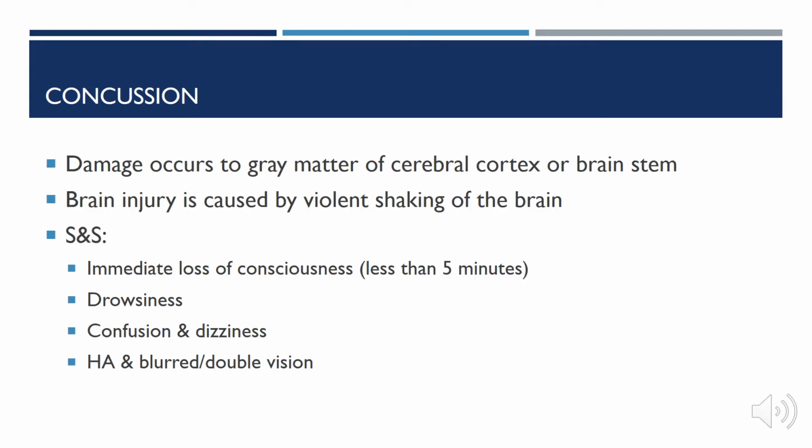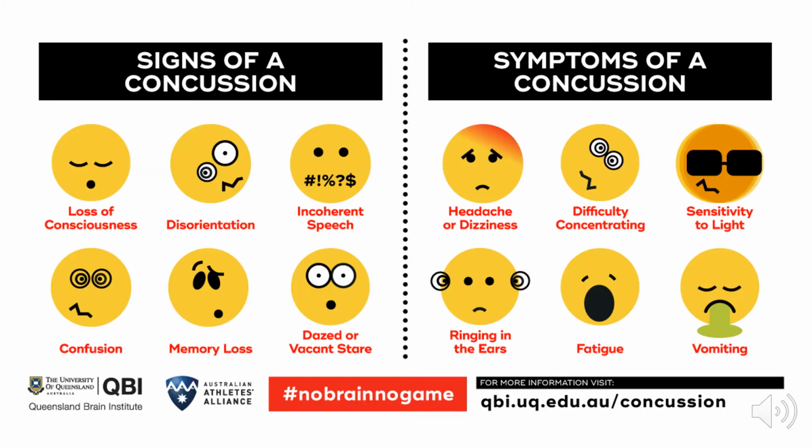So a concussion is damage to the gray matter of the cerebral cortex or the brain stem. The brain injury is caused by violent shaking of the brain. Signs and symptoms of this are immediate loss of consciousness, which is less than 5 minutes, drowsiness, confusion, a headache, and blurred or double vision. So this is a little helpful picture for you. So there's signs of concussion and then symptoms of the concussion. And you can see the similarities and differences there.